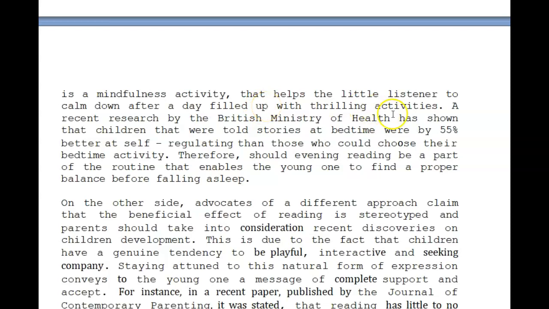"A recent research," okay, we don't say a recent research, we say a recent study or recent research, because research is uncountable, so you don't put an A in front of it. "So, recent research by the British Ministry of Health has shown that children that were told stories at bedtime were 55% better at self-regulating than those who could choose their bedtime activity. Therefore, evening reading should be a part of the routine that enables the young one to find a proper balance before falling asleep." So what's the skill children are gaining here? Self-regulation? Okay, fine. Let's see what else you said.